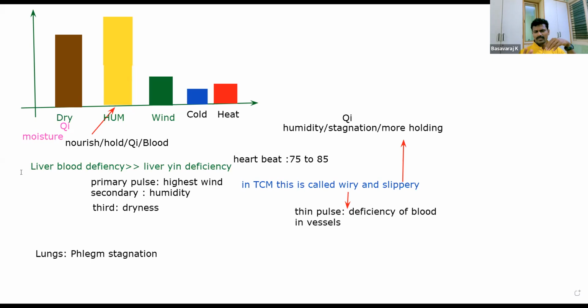If chi is good, obviously blood follows the chi. Where there is chi, there is blood. If more chi is there in the digestion system, more blood will be there and more moisture will be there.